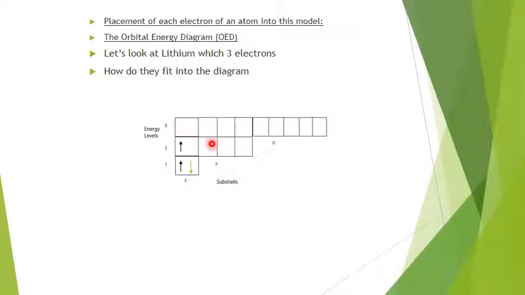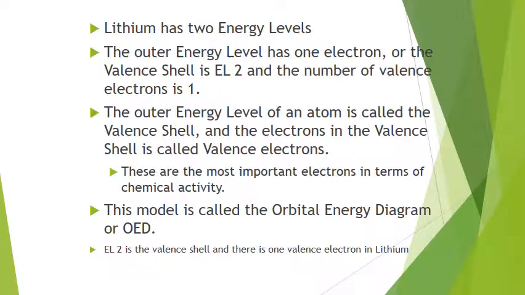And this is how we think the electrons are situated in the atom. So lithium has 2 energy levels. The outer energy level has 1 electron. And this is called the valence shell. It's energy level 2, and the number of valence electrons in the valence shell is 1.